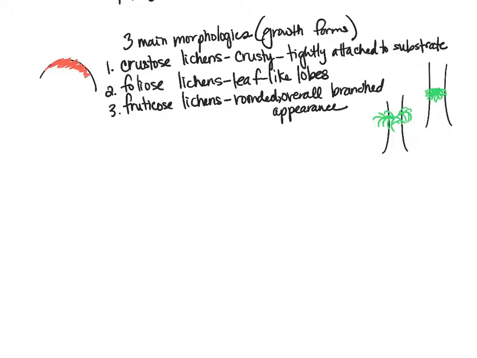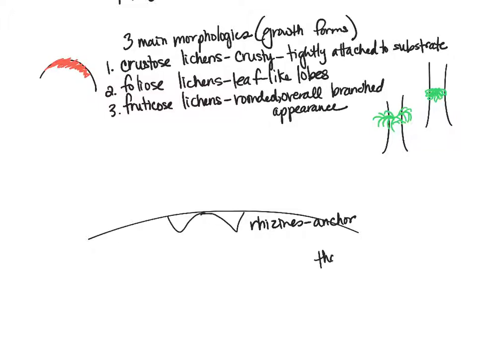And now let's take a quick look at the lichen structure. The lichen is attached to its substrate, whatever it is at the bottom, with what are called rhizines. So this is the anchor. And the body of the lichen is called the thallus. That should be a familiar term now. So this is the body of the lichen, and the thallus is anchored through these rhizines. They anchor the thallus to the substrate.